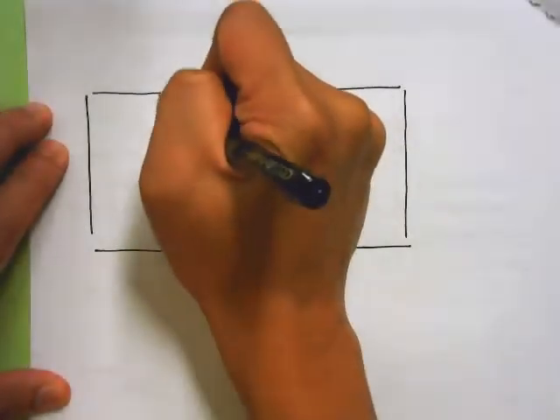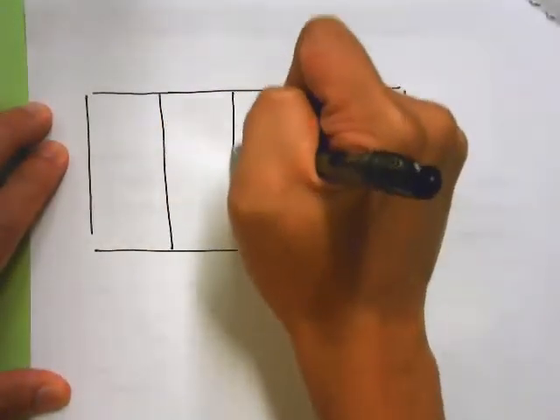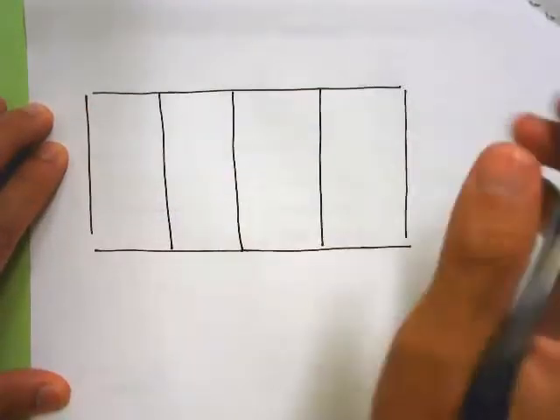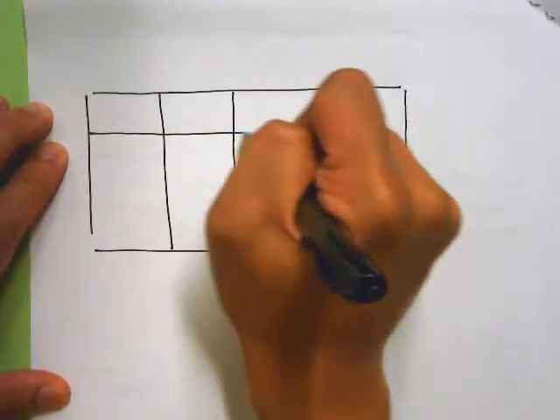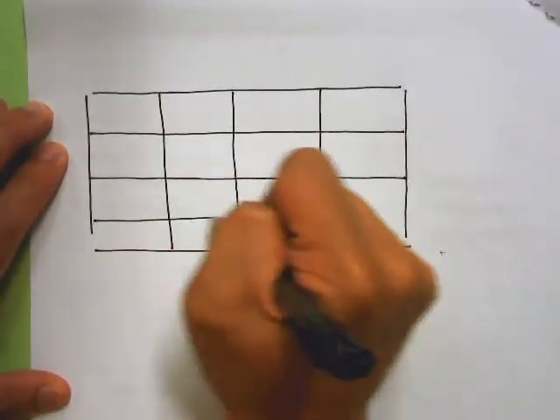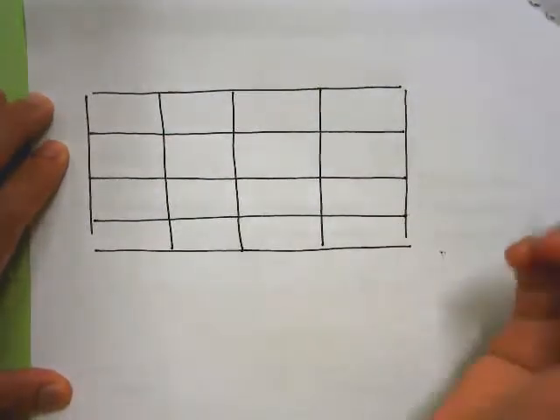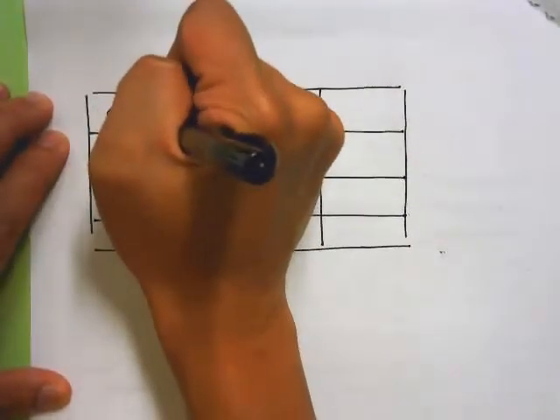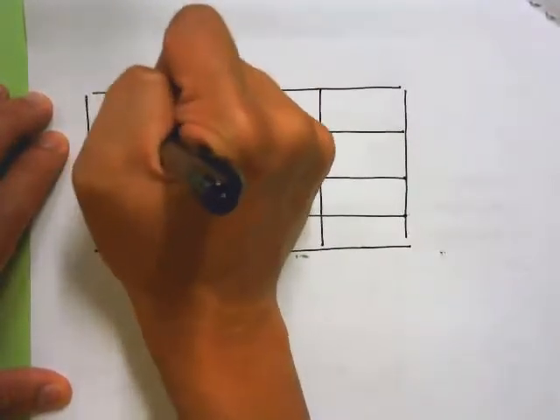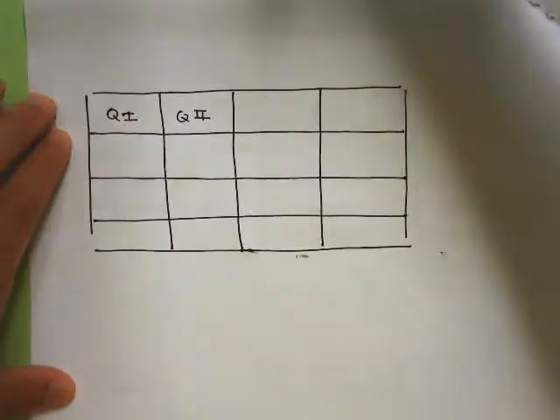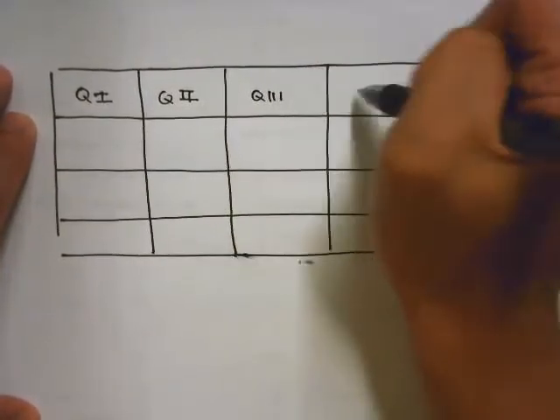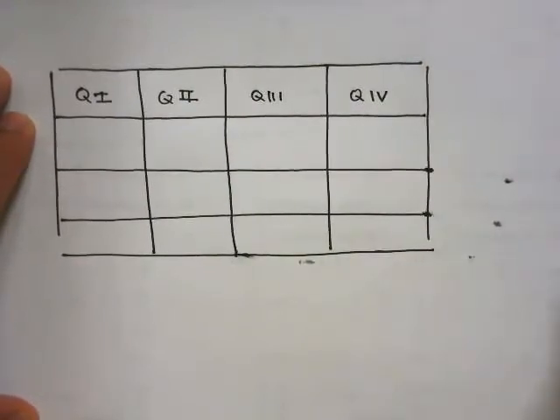We're going to make 4 columns, 1, 2, 3, 4, and then we're going to make 4 rows actually. So 1, 2. This is going to be quadrant 1, quadrant 2. Maybe I should go like that, quadrant 2, so that it doesn't look like quarter number 1. Quadrant 3. And then quadrant 4, okay?